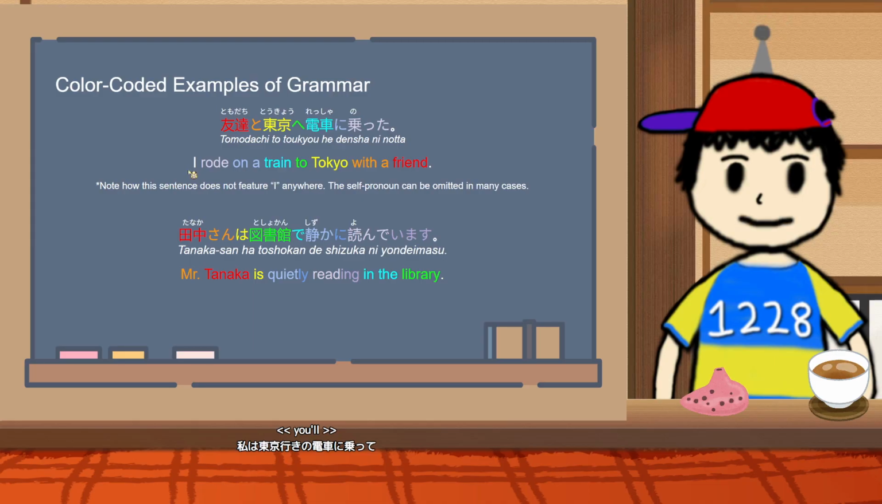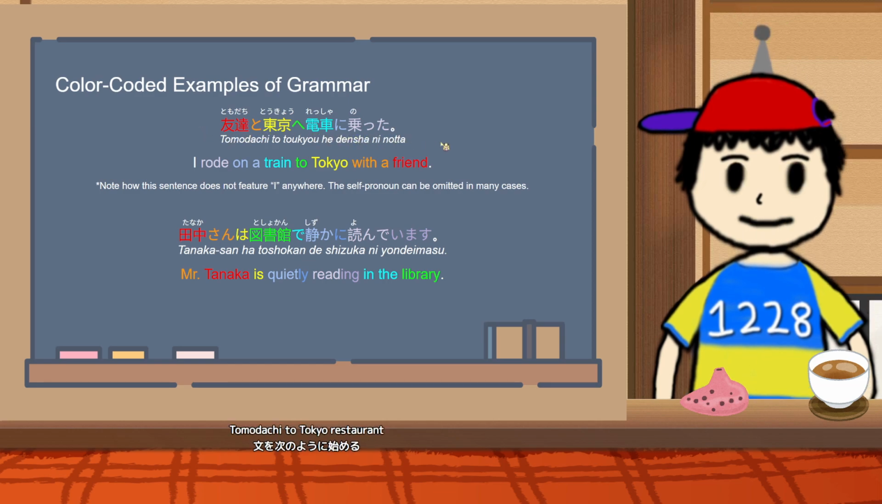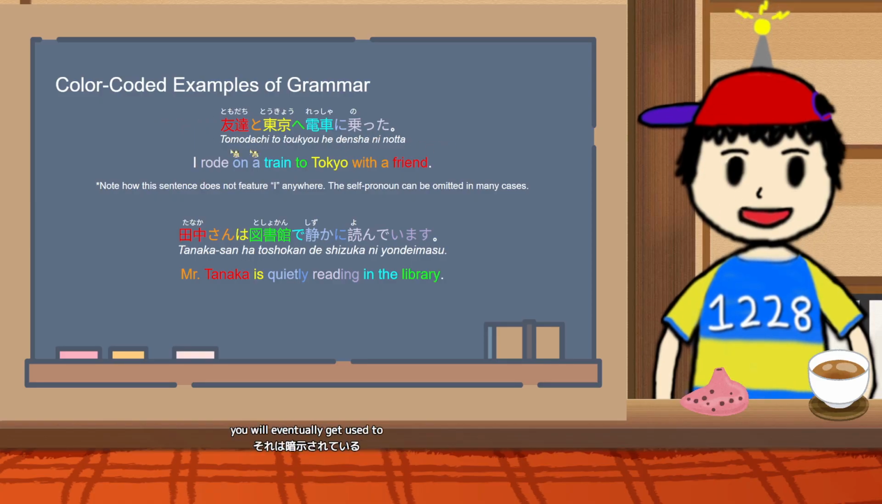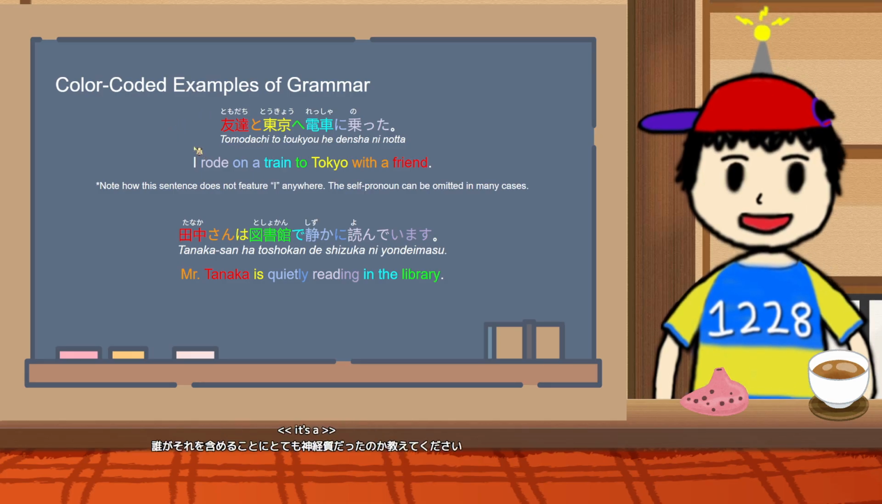You'll notice that the "I" here isn't colored. Nowhere do I say "watashi wa" or "boku wa" in the sentence. I could start the sentence with "watashi wa tomodachi to Tokyo e resha ni notta," and that would include the "I" at the start, but that is not necessary, and a lot of the time you're not going to see that or hear that. It's implied, and you will eventually get used to it. Even someone like me, who was very anal about including it, made the realization that it's fine. The next sentence is kind of funny, because I realized later how this sentence could be structured differently, and I will explain that after I'm done explaining what I have written.